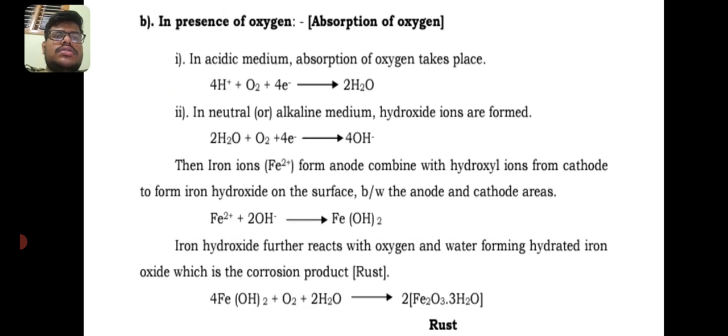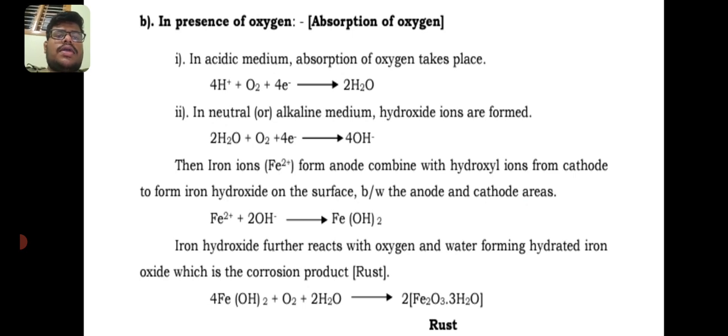In the presence of oxygen in acidic medium, absorption of oxygen takes place: 4H+ + O2 + 4 electrons give rise to 2H2O. In neutral or alkaline medium, hydroxide ions are formed: 2H2O + O2 + 4 electrons give rise to 4OH-.